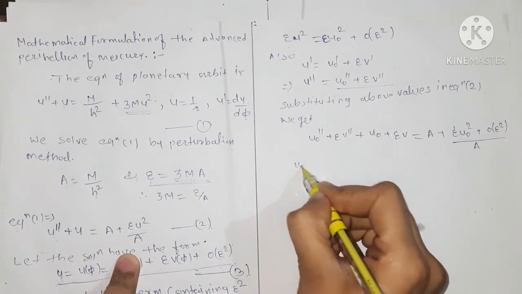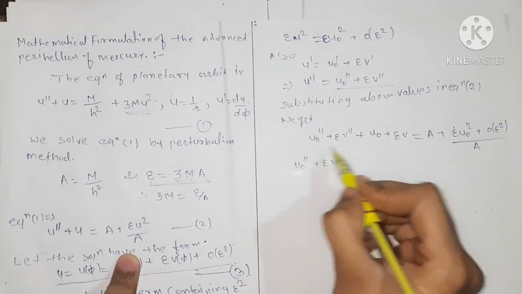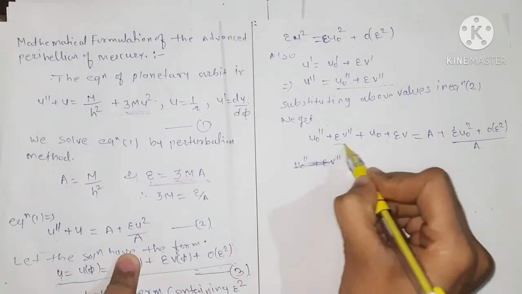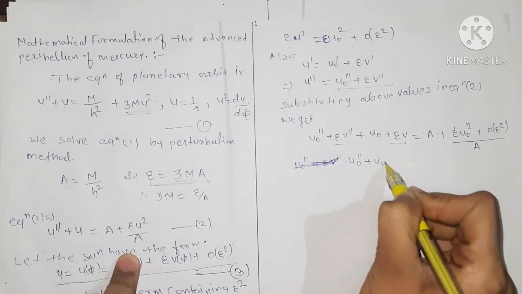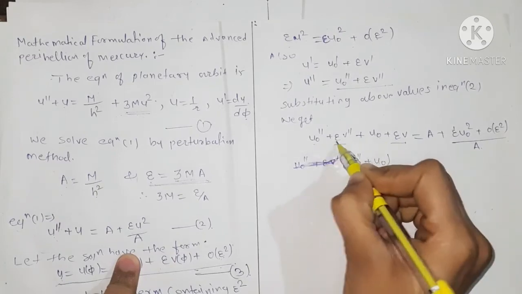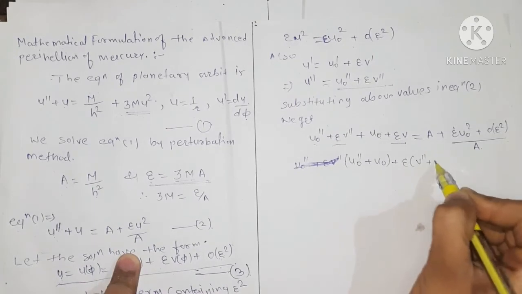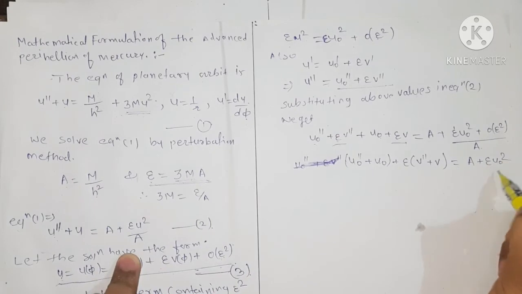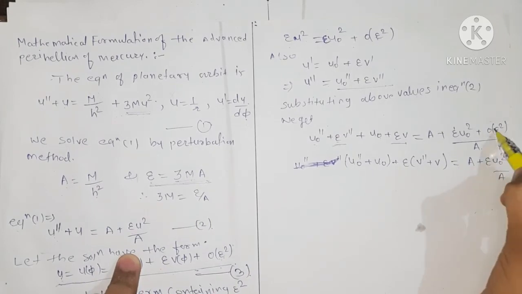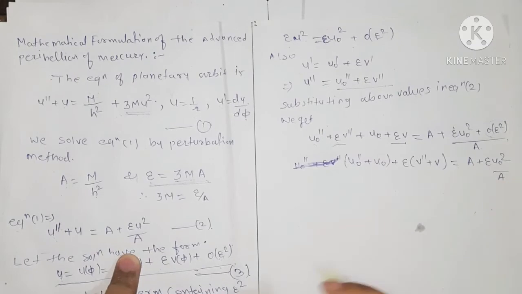Now here we have u0 double dash plus epsilon v double dash, we can take the common epsilon from this, so u0 double dash plus u0 in bracket, and from this term we take the common epsilon, so epsilon in bracket v double dash plus v equals A plus epsilon u0 square upon capital A, and this order of epsilon we are neglecting. Okay, so we have A plus epsilon u0 square upon A only.